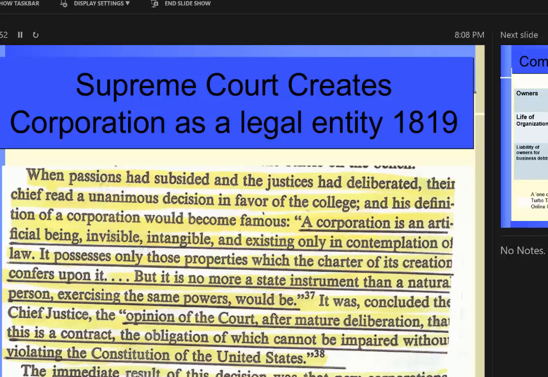So it's like an individual, except for one thing. It can't vote. Okay? It was concluded by the Chief Justice that the opinion of the court, after mature deliberation, is that this is a contract, the obligation of which cannot be impaired without violating the Constitution of the United States. So this was 1819. The Industrial Revolution kicked into gear in 1865, and this corporate structure allowed people to invest their money in corporations without worrying about the business going broke and creditors coming after their personal residences and things like that. So here we go.